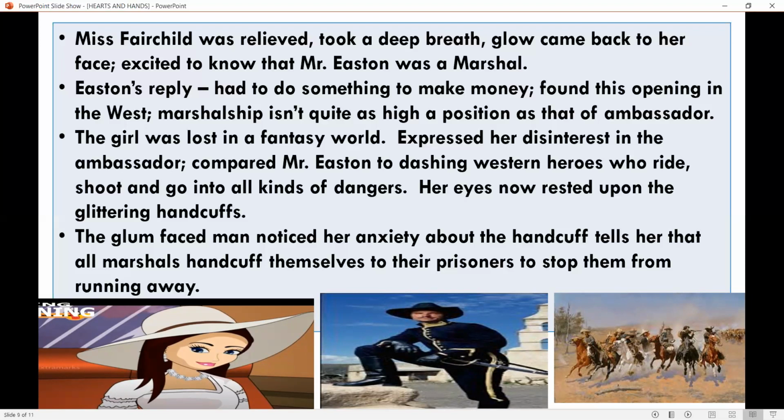And now she is lost in a fantasy world, lost in her own imagination. She says, "You are one of these dashing Western heroes, and you ride and shoot and go into all kinds of dangers." So here Mr. Easton is compared to a Western hero who rides, shoots, and goes into all kinds of dangers, who is not scared of anything. That's why she has such pictures, and he is compared to one such in her imagination.